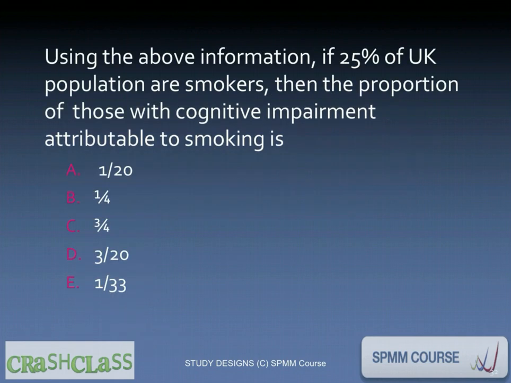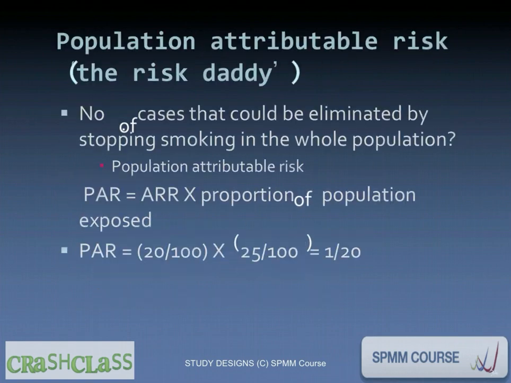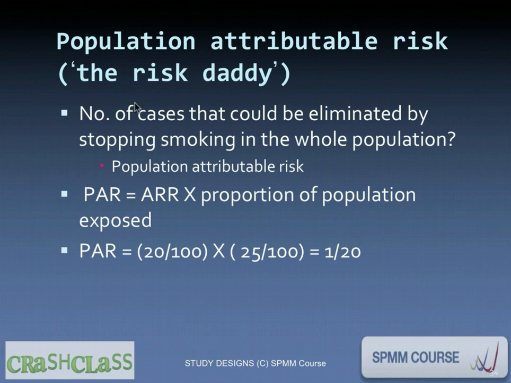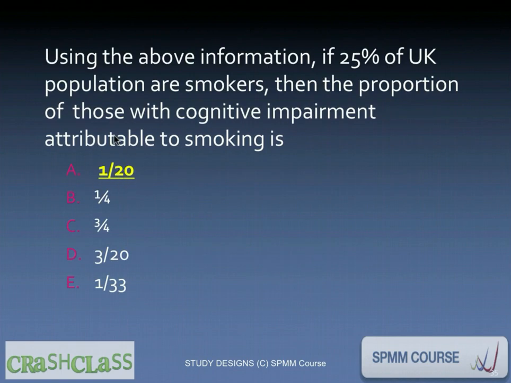Next question: using the above information, if 25% of UK population are smokers, then the proportion of those with cognitive impairment attributable to smoking is 1 by 20, 1 by 4, 3 by 4, 3 by 20, 1 by 33. Okay, so we need to calculate PAR. Now we know what PAR is. PAR is given by the number of cases that could be eliminated by stopping smoking in the whole population. So ARR multiplied by proportion of population that's exposed. 20 by 100 multiplied by 25 by 100, and you will get 1 by 20. So that's the correct answer for PAR.